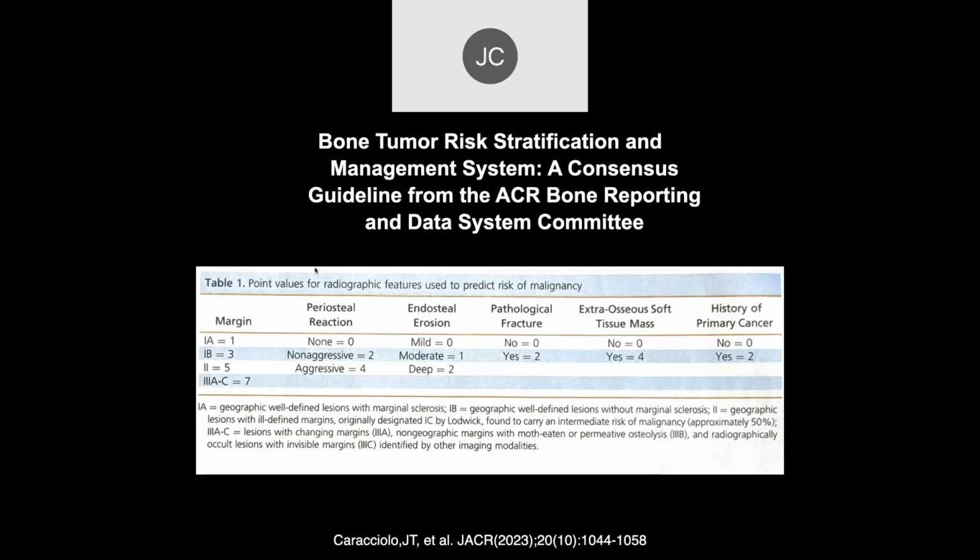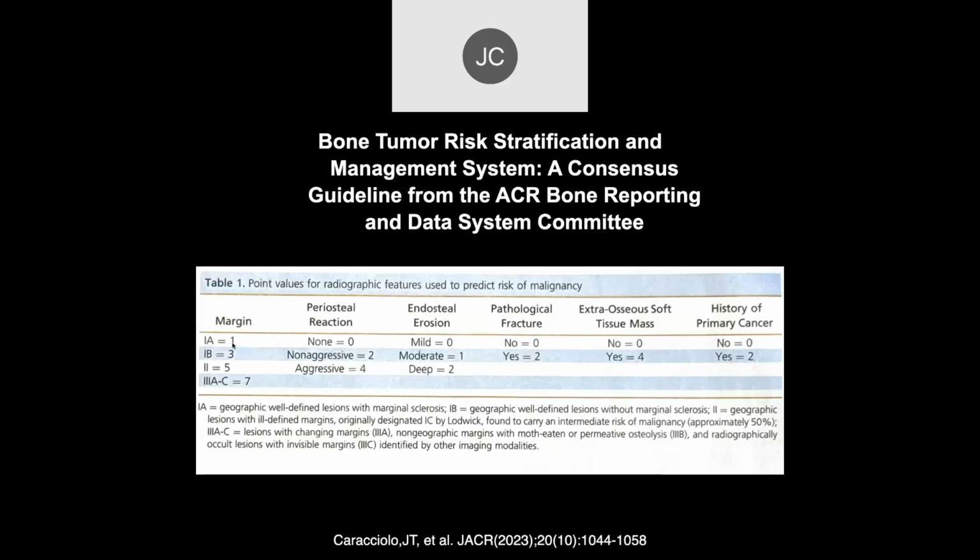Very similar to BI-RADS and PI-RADS and other RADS that are out there to help people. So they use evaluation of the margin, whether or not there's periosteal reaction and the kind of periosteal reaction, and if there's endosteal erosion: mild, which is within less than a third of the depth of the cortex, moderate, which is a third to 2/3 of the depth, and deep, which is greater than 2/3 of the thickness of the cortex. They also consider whether or not there's a pathologic fracture, whether or not there's an extraosseous mass, and whether there's a history of primary cancer.